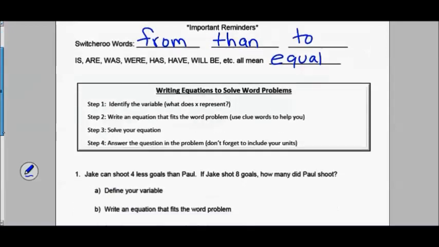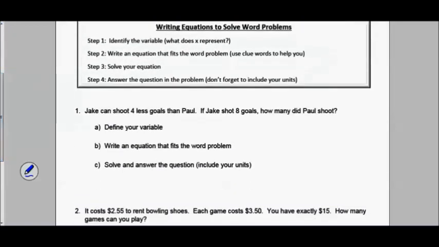The first one says, Jake can shoot 4 less goals than Paul. If Jake shot 8 goals, how many did Paul shoot? So we need to translate this into an equation. So the first thing we do is read the first sentence and translate that. So Jake can shoot, so we have Jake equals 4 less goals than, so than is a switcheroo word. So we want to write Paul first and then the 4 less than part. So less than means subtract, so we're going to do Paul minus 4.